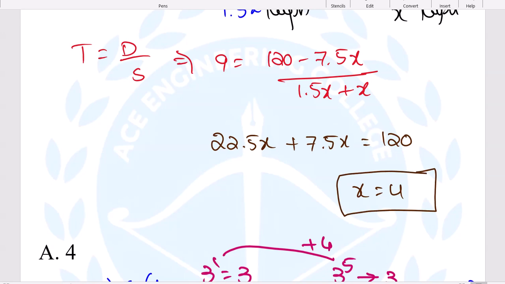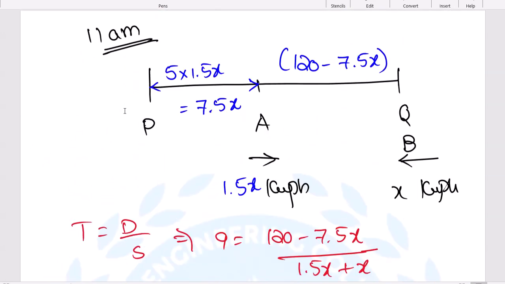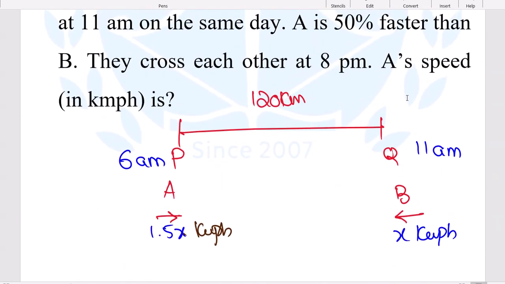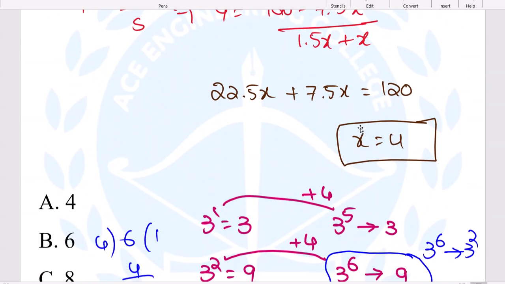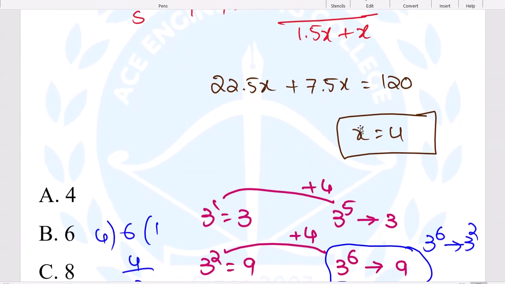B's speed is 4. A's speed will be 6. The question is B's speed or A's speed? 4 will definitely be in the options. The question is regarding A's speed. A lot of people, after doing all this, get the answer 4 and mark 4, which is available in the options, but 4 is B's speed. B's speed is x, A's speed is 1.5 times, or 50% more than that. When B equals 4, A will be equal to 6. Option B.